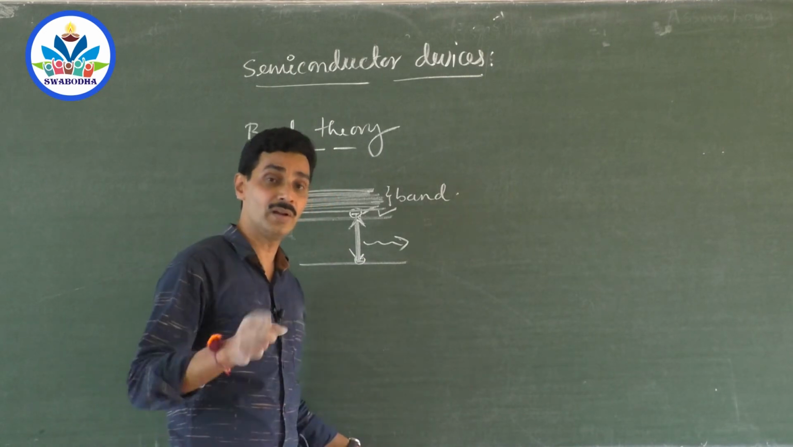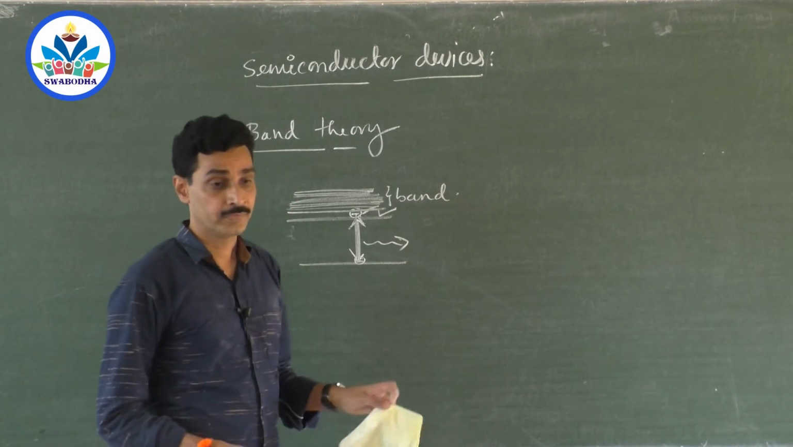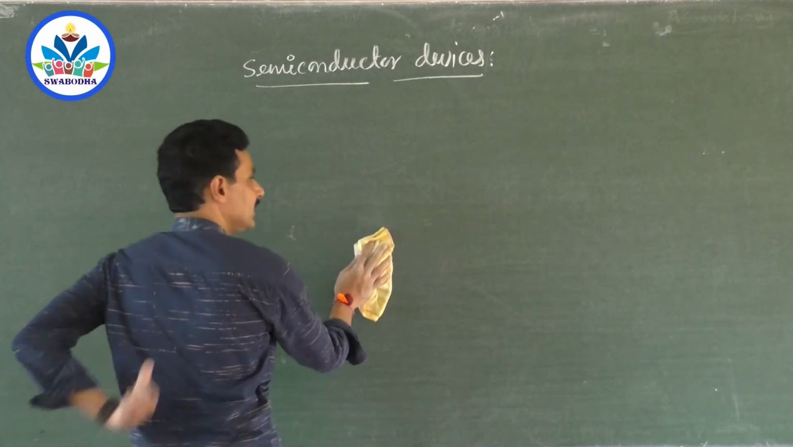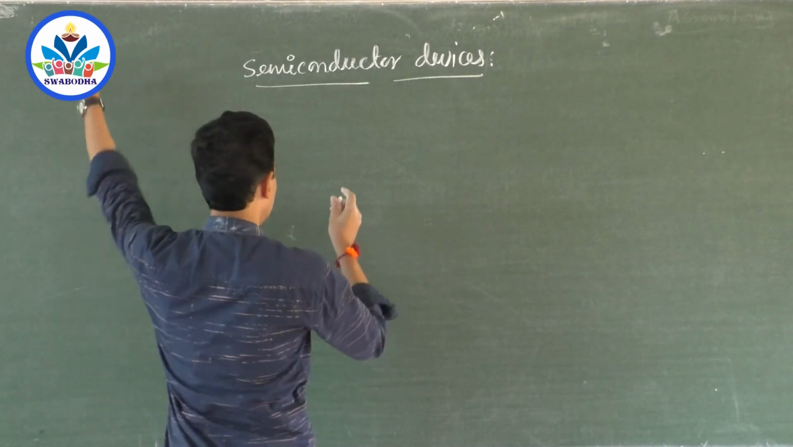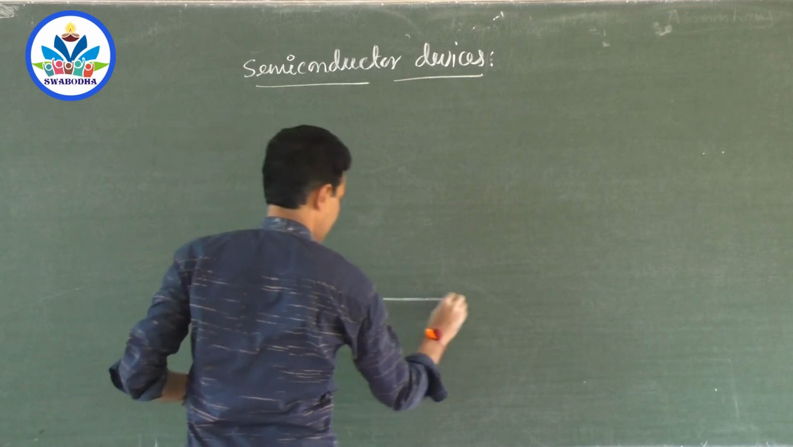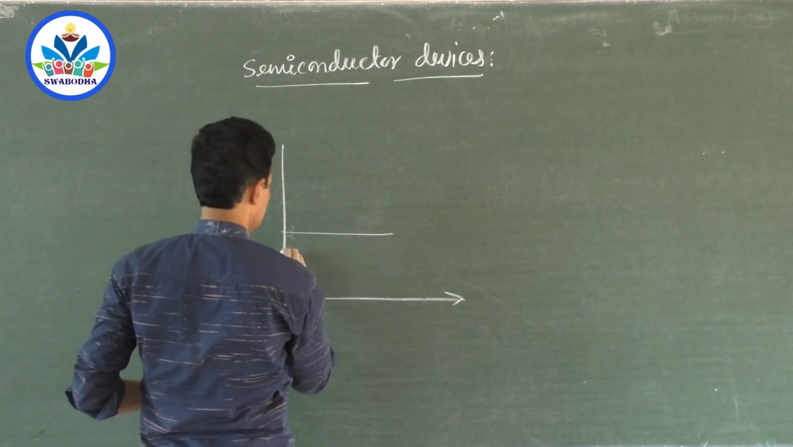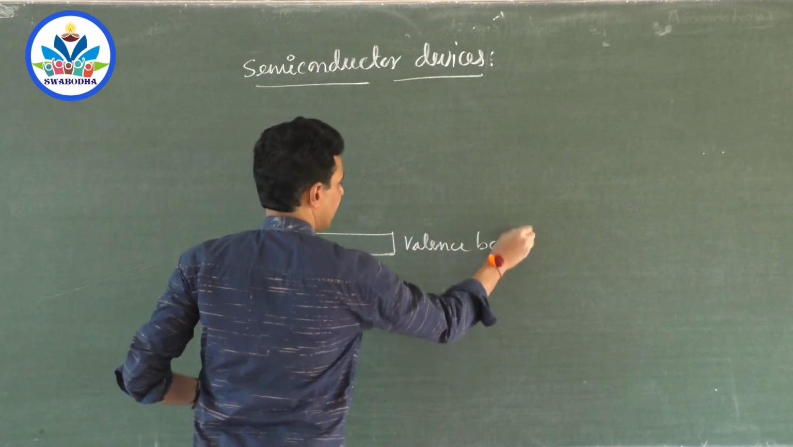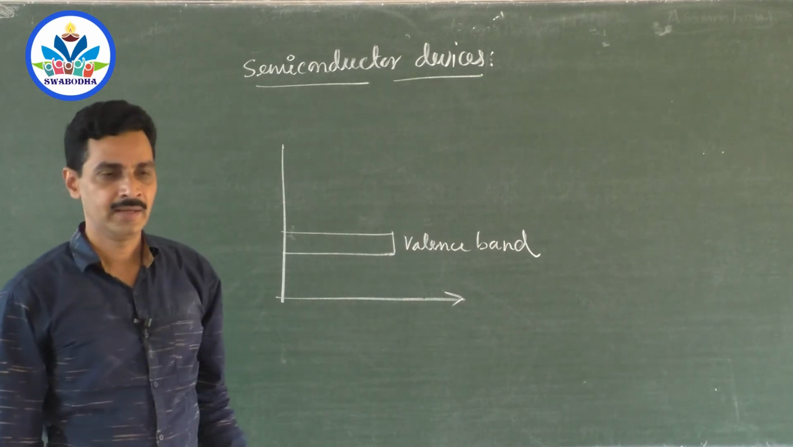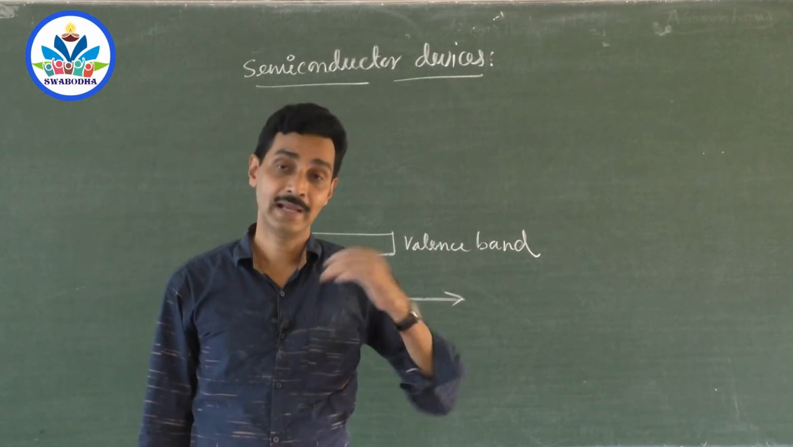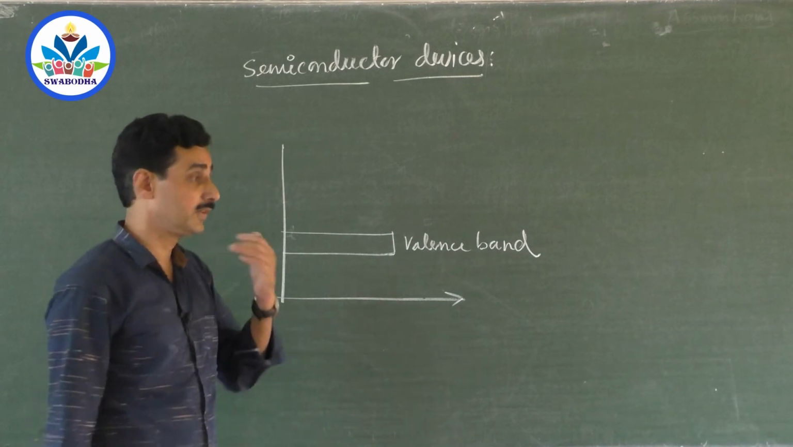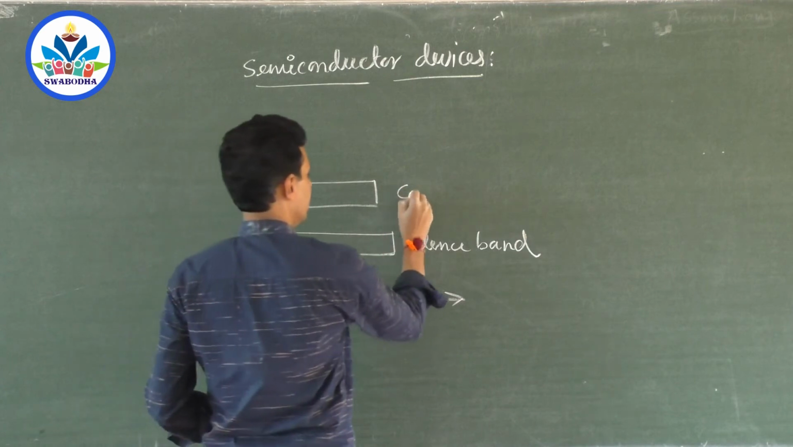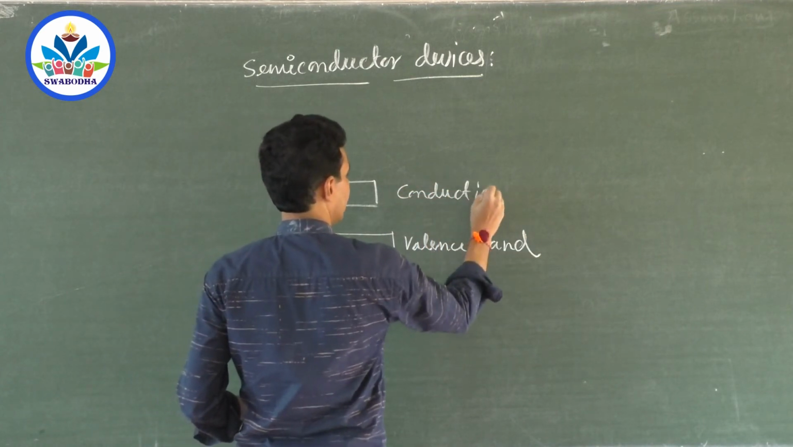There should be at least one or two electrons which possess that energy. Then it is called the valence band. So the highest filled energy band is called the valence band. So if I put the energy level diagram like this, this is the valence band. The highest filled energy band is called the valence band. And if you see another band which is not filled, then it is called the conduction band. The energy band above the valence band which is not filled is called the conduction band.